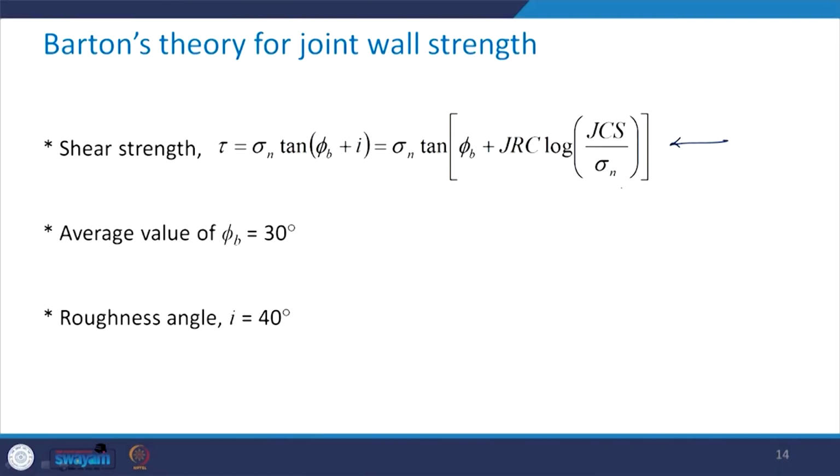Now, the shear strength can be defined by this expression. What we have done is substitute the expression for I here in this expression, and the resulting equation is this. The average value of phi for the rock is given as 30 degrees, while the value of the roughness angle is 40 degrees.